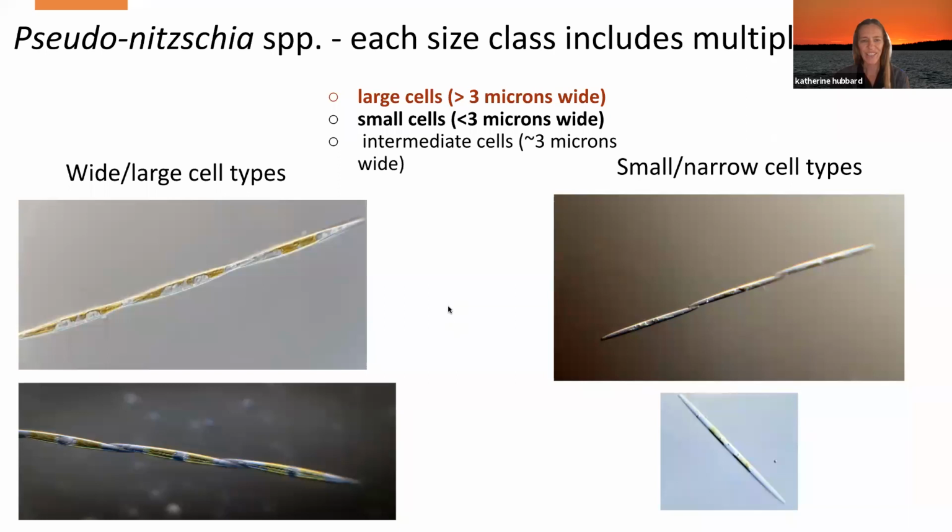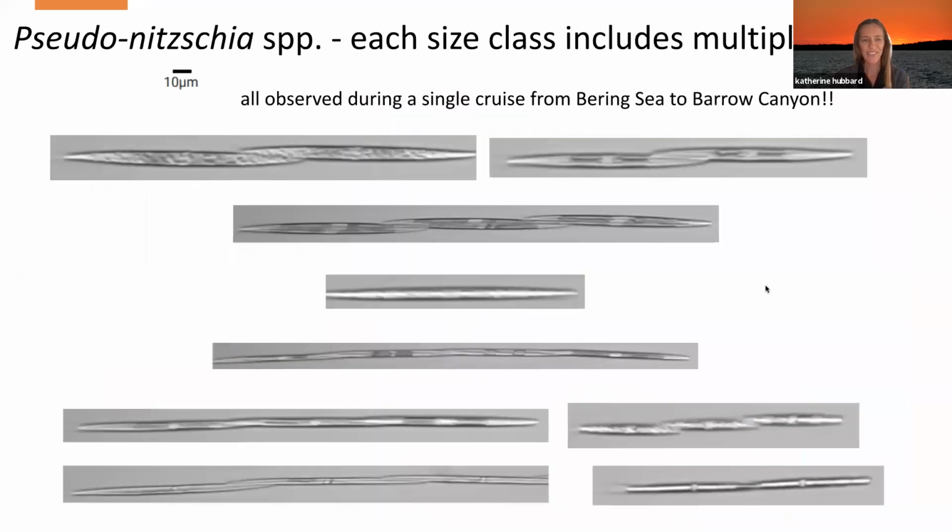If we go to the next, this is just to give you a sense of some of the diversity. These are all on the same scale, moving from large to small. These were all observed during a single cruise from the Bering Sea to the Barrow Canyon. And so it helps, I think, to see that in perspective. Again, there's also a lot of different chain types here. And these are all different types of Pseudonitzschia, and I can't tell you what species they are. So it's just good to point that out.